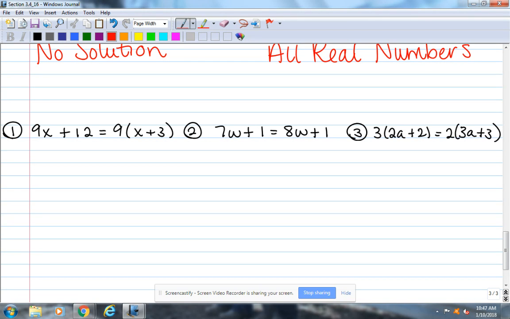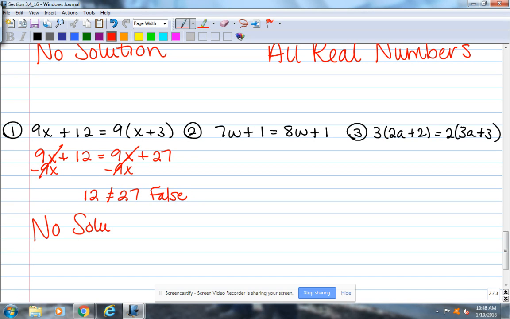All right, y'all ready to help me out so we can get done? All right, number one, what did you do first? We distributed first. Okay, so I got 9x plus 12 equals what? Plus what? 27. 27. And then we got our x's together by subtracting 9x from both sides. And what happened? They canceled out. And what was I left with? Is that true? No, it's false.